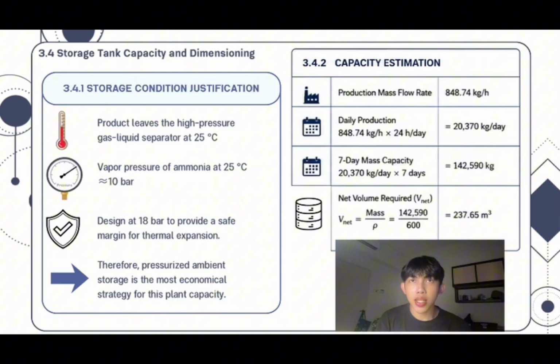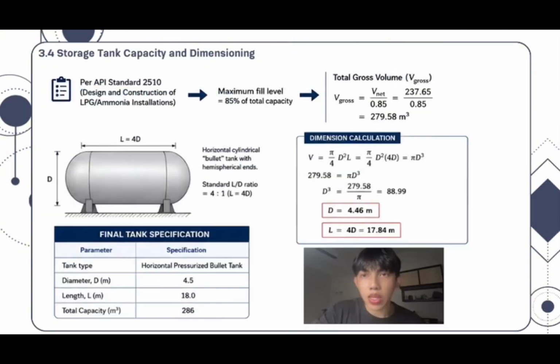Since our product exits at 25 degrees Celsius, pressurized ambient storage made more sense than refrigeration. Ammonia's vapor pressure at that temperature is about 10 bar, so we designed for 18 bar for a safety margin. Our production rate of 848.74 kilograms per hour gives 20,370 kilograms a day. With a 7-day storage buffer, that's 142,590 kilograms or 237.65 cubic meter net volume.